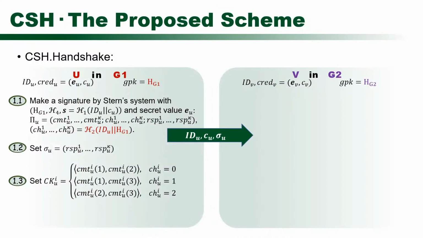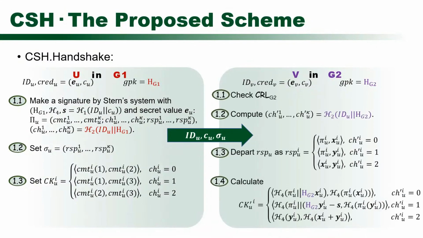After receiving ID U, CU, and sigma U, V first checks whether ID U is in the CRL list. Then, V computes the challenge part by ID U and G2's group public key. Afterwards, we depart sigma U into response U, and then depart response U with reference to the value of the challenge. The calculation of CKU is similar to the verify step in stance signature, other than that V can only compute a value but cannot check whether it is equal to U's commitment.